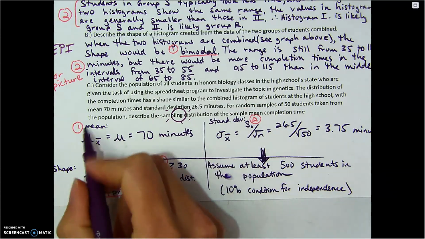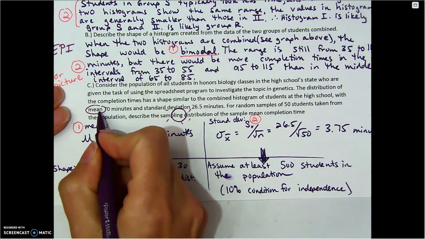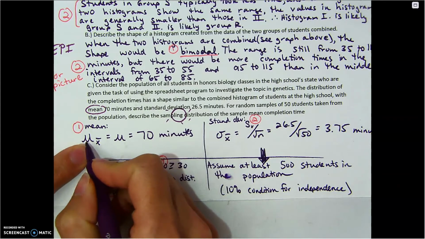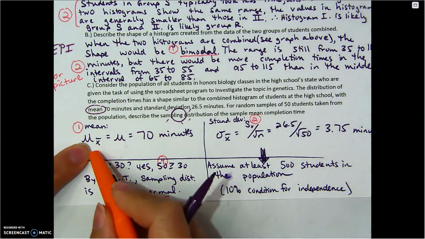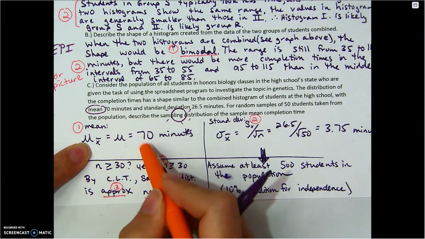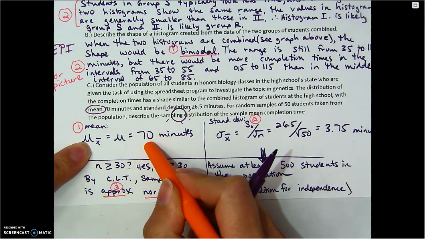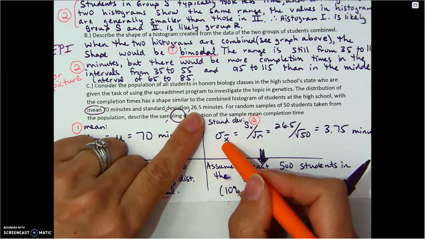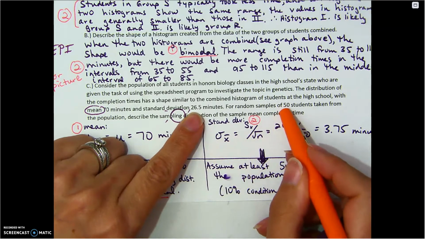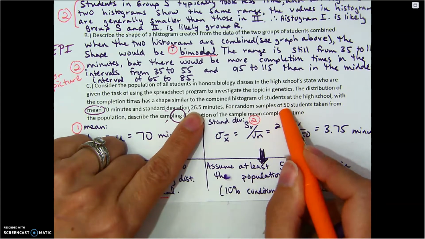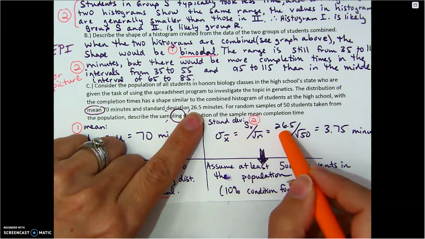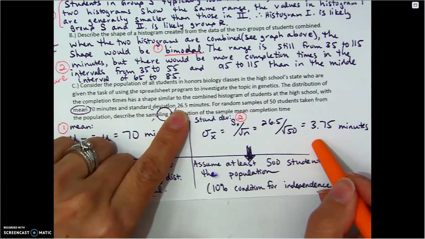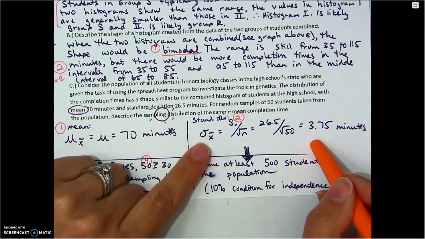Since this one is about means, they name drop the word mean. I know I'm dealing with the mean symbol. The mean of my sampling distribution, that's this notation right here, is the same as the mean of the population, which is 70 minutes. The mean doesn't change. It's unbiased. The standard deviation, though, we have to adjust. 26.5 is for the population, and we are taking samples of 50. So we have to apply stats diet to our sampling distribution: 26.5 divided by the square root of 50. That gives you 3.75 minutes for your sampling distribution.